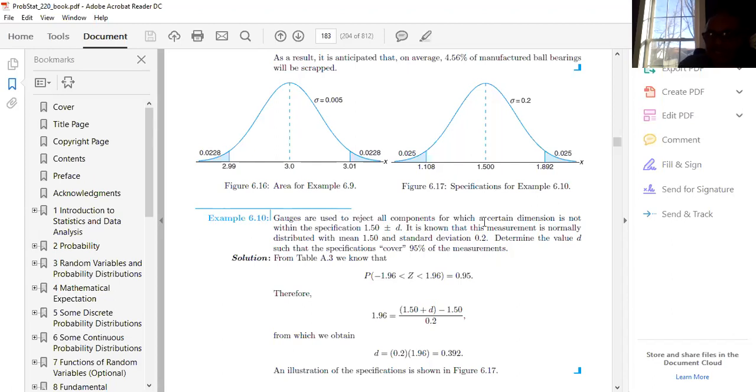Good. It is known that this measurement is normally distributed with mean 1.50 and standard deviation 0.2. So nu is given, sigma is given. Determine the value D such that the specification covers 95% of the measurements. Look at over here now, 95% of the measurement that is given to you.